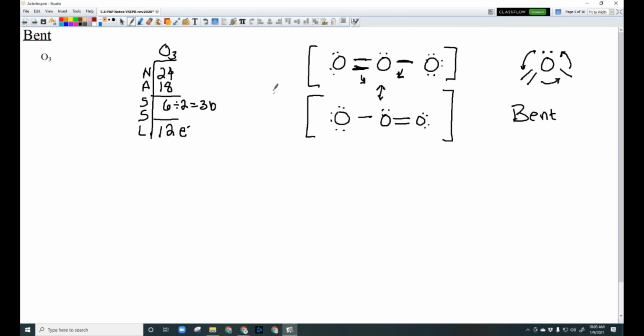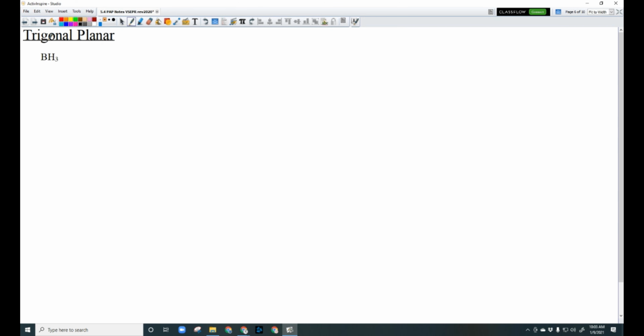Okay, so that's the difference. Are there lone pairs of electrons on the center atom? No, there are not. It's going to be linear. Yes, there is. It's going to be bent. Now that same concept is going to exist when we get over to trigonal.